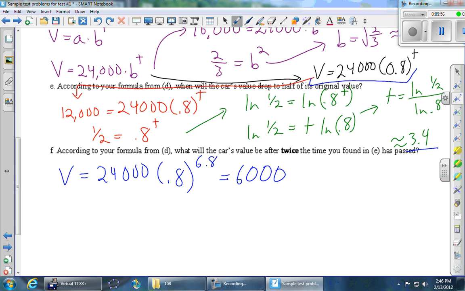So it took about 3.4 years to cut the value of the car in half. And after another 3.4 years, it gets cut in half again, from 24,000 to 12,000, and then from 12,000 to 6,000. And this is a feature of exponential functions. However long it takes for the value of something to get cut in half, it's going to keep getting cut in half for that same period of time.